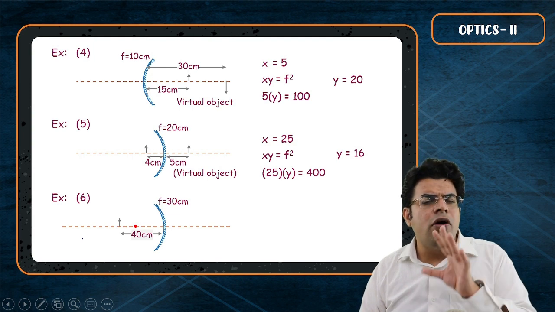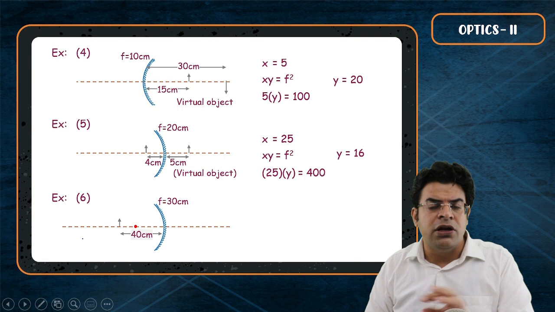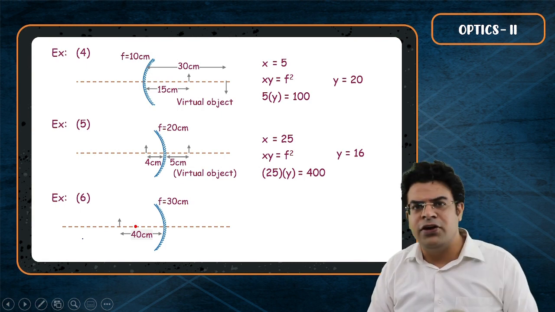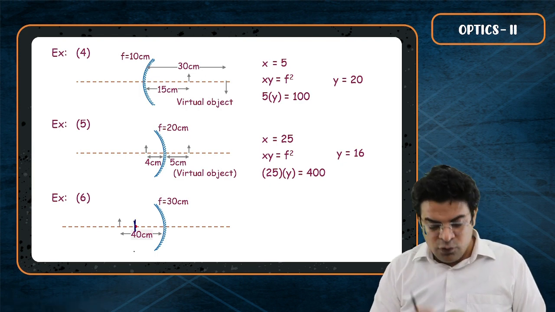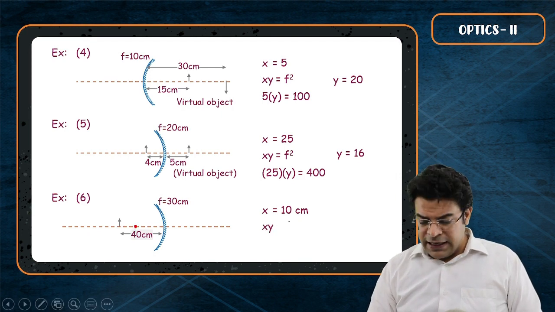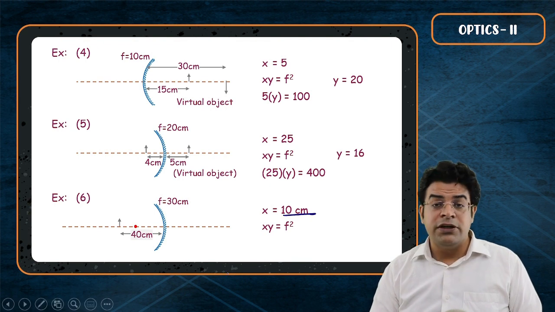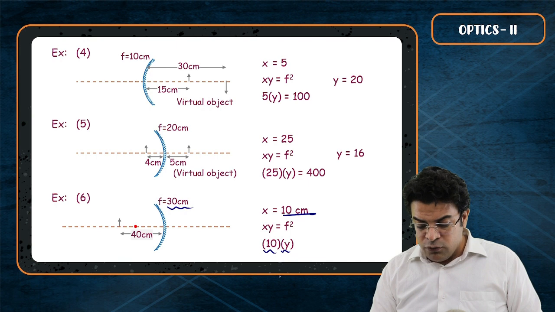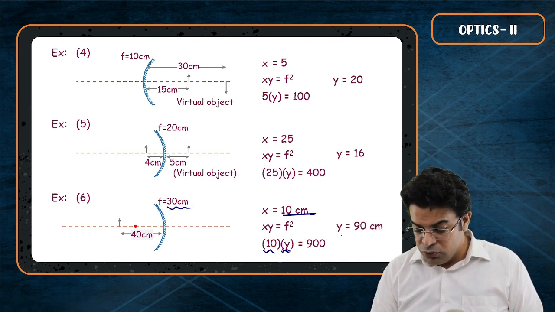So if you know all possible image positions for all possible object positions, solving the question is really easy. You can just answer them by looking at the data. So here you will say that x will be equal to 40 minus 30. So x will be equal to 10. We know that xy equals f square. In place of x, substitute 10. In place of f, substitute 30. So you get 10 into y equals 30 square, that is 900. So y comes out to be equal to 90.